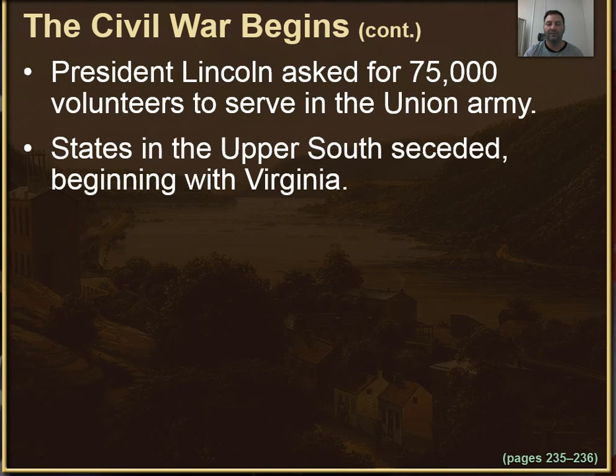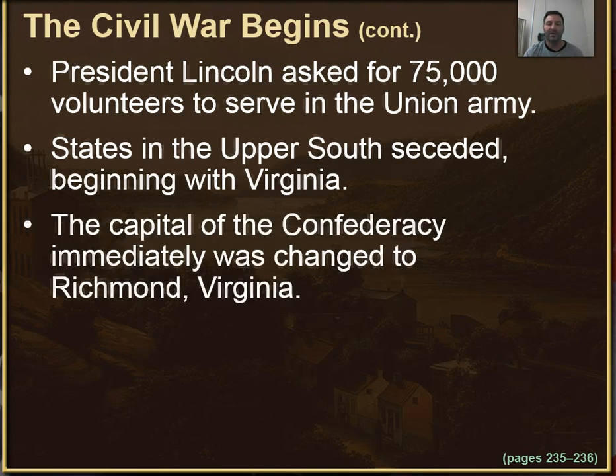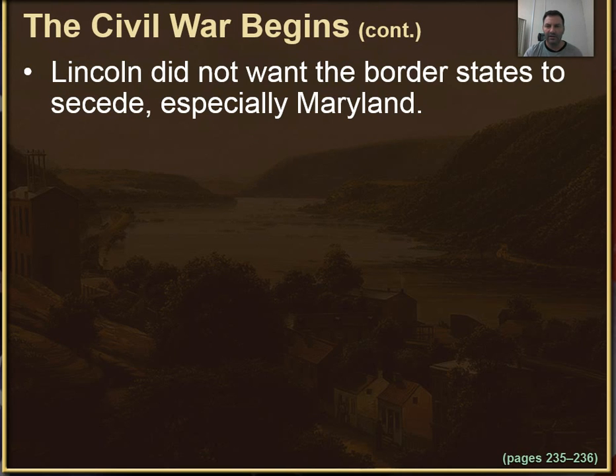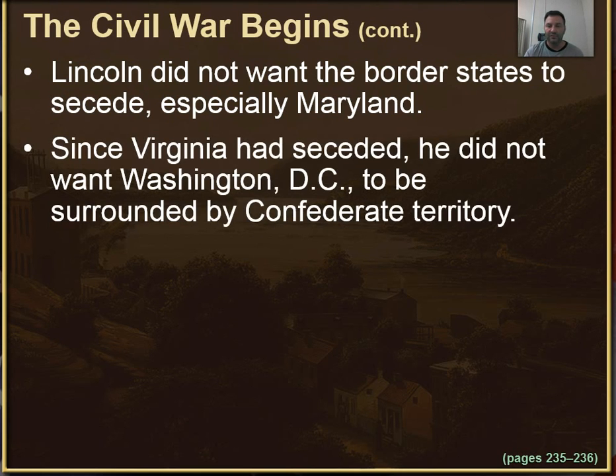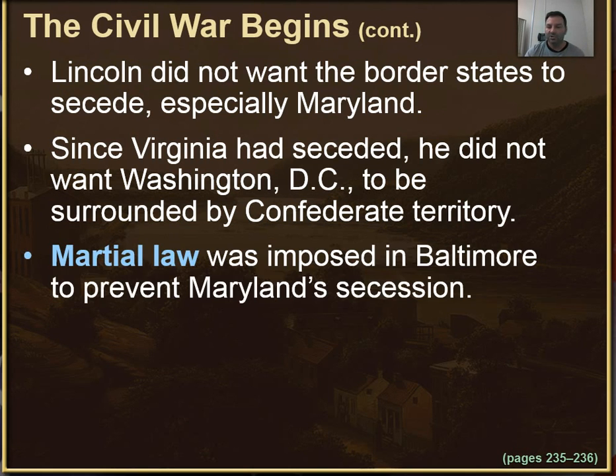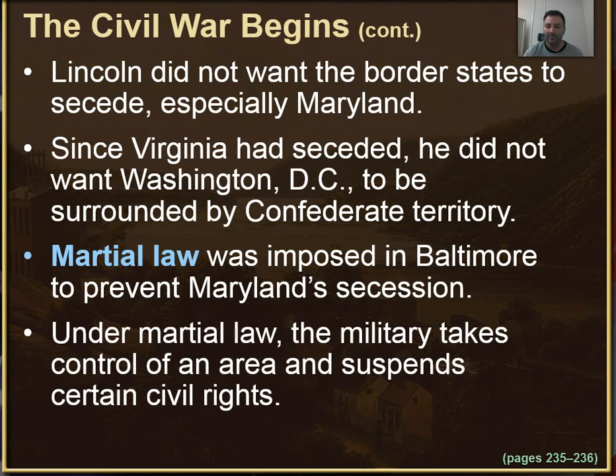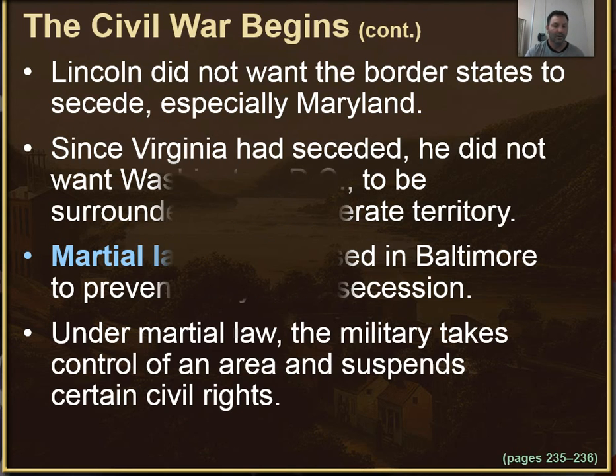States in the Upper South seceded, beginning with Virginia. The capital of the Confederacy was immediately changed to Richmond, Virginia. And Lincoln did not want the border states to secede, especially Maryland. Since Virginia had seceded, he did not want Washington, D.C. to be surrounded by Confederate territory. He imposed martial law in Baltimore to prevent Maryland's secession. Under martial law, the military takes control of an area and suspends certain civil rights.